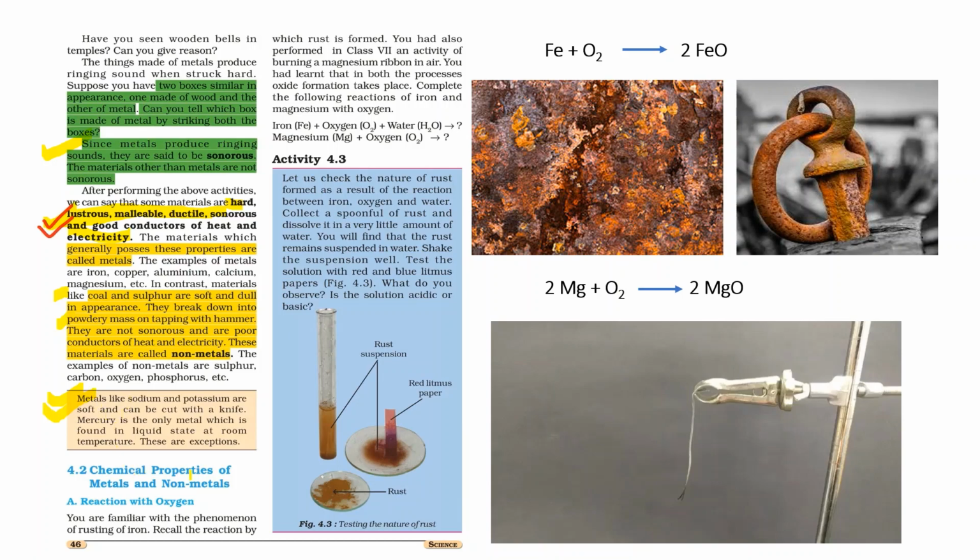The chemical properties of metals and non-metals: reactions with oxygen. There are two reactions, like iron reacting with oxygen and water, and it produces FeO.